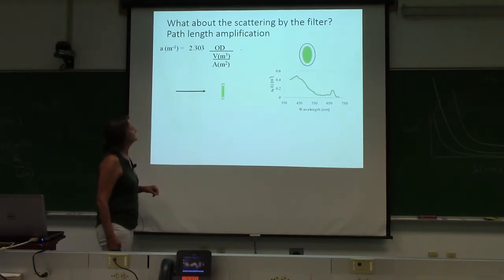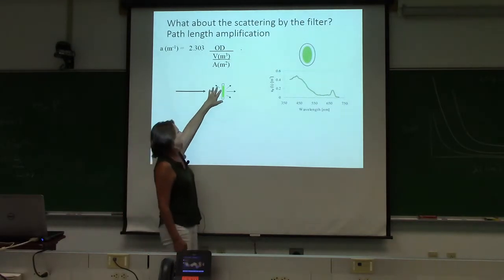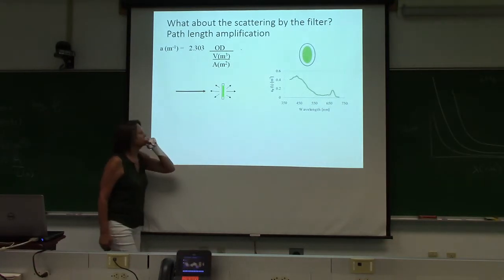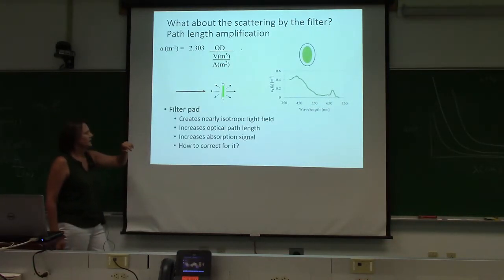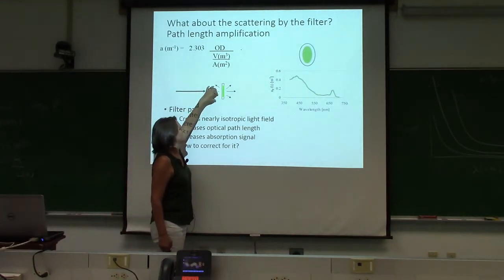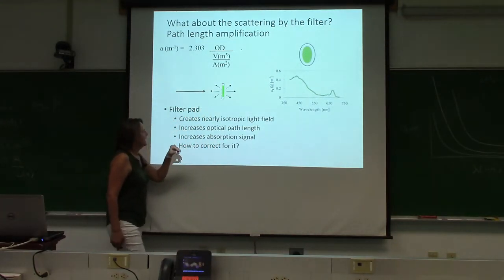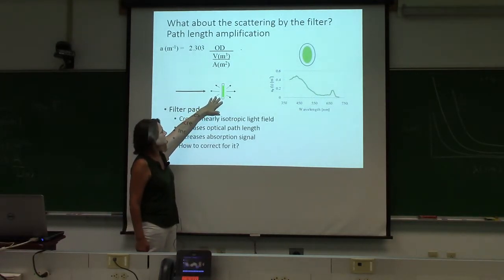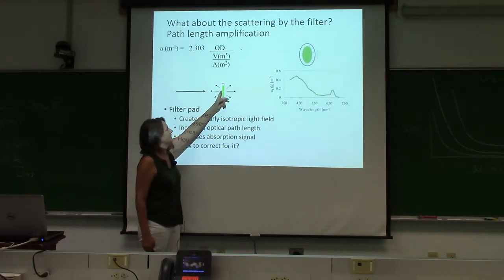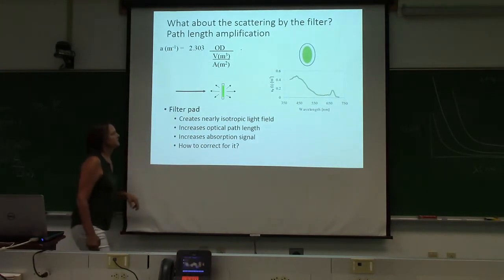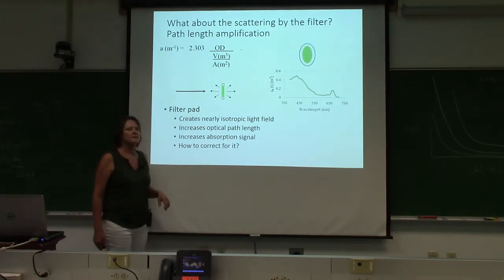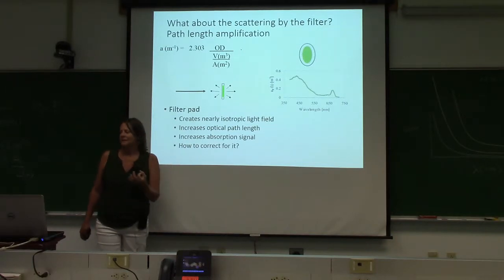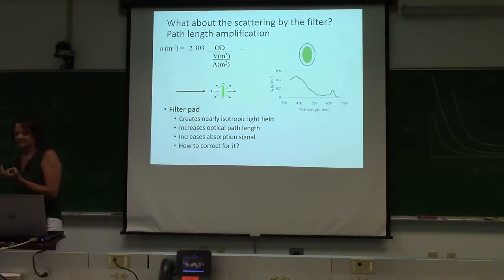So what do we do? Well, if you make this measurement, it looks like this. You can actually see the light scattering off of your filter. It creates a nearly isotropic light field. I mean, it's nearly equally scattering in all directions. And if you do some theoretical modeling, you can figure out the average number of times that the light will scatter through your filter. And it turns out it's like 2. And so you're essentially overestimating absorption by a factor of 2. Okay.